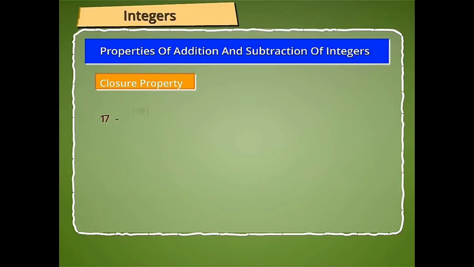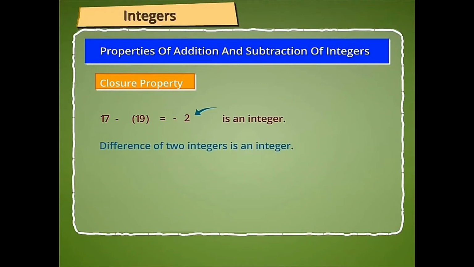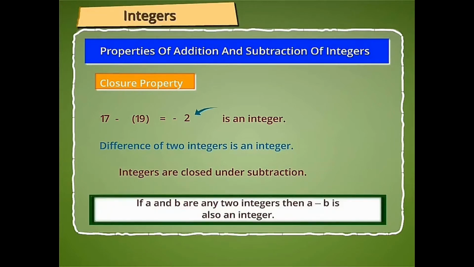Also, 17 minus 19 is equal to minus 2, and minus 2 is an integer. Thus, the difference of two integers is an integer. We can say integers are closed under subtraction. Thus, if a and b are any two integers, then a minus b is also an integer.